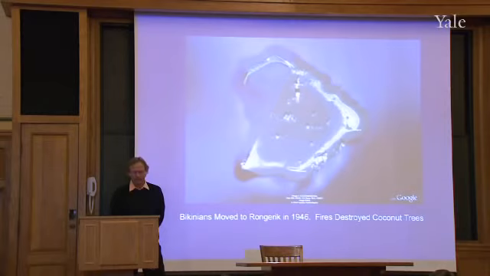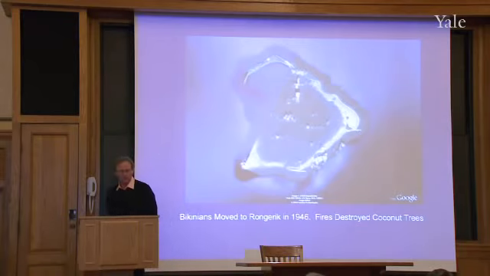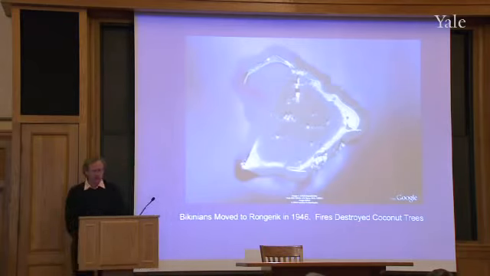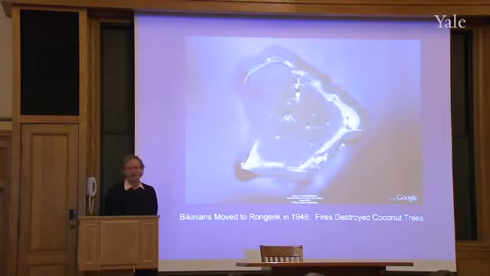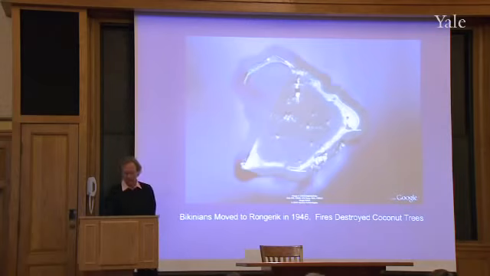Rongerik was not as fertile. You can't see this very carefully, but if you go on Google Earth, you'll see the amount of the land that is covered by vegetation is extremely small. They tried to grow crops here, and they found that the soils were very infertile. Basically, they were just sand, and beneath the sand was volcanic material. So very nutrient-poor soils that really would not support them. And they planted coconut trees, but the coconut trees were killed by fires.